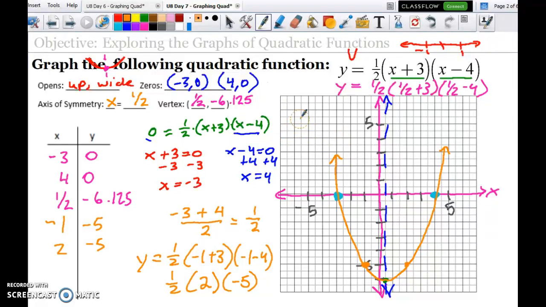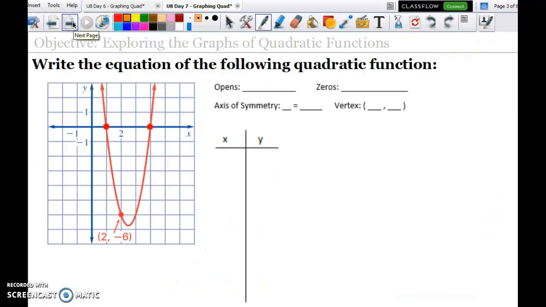So we already knew how to do that. That should have been a review for you. But let's go ahead and continue and go to the next part here. So now I need to write the equation of the following quadratic function. And now I just have a picture. I don't have any sort of idea what the equation might be.